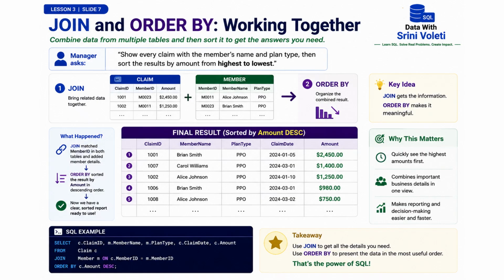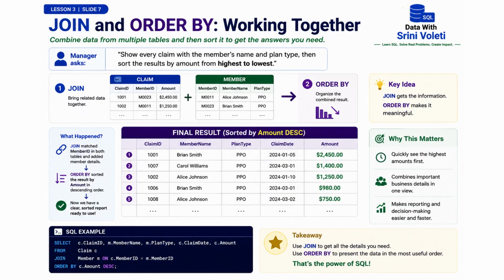To answer that question, SQL performs two important tasks. First, the join clause combines the claim table with the member table by matching the member ID in each table. That gives us additional information such as the member's name and plan type alongside each claim. Once the data has been combined into a single result set, order by organizes those rows by amount in descending order, placing the highest claim amount at the top.